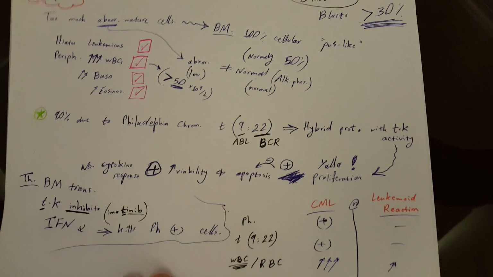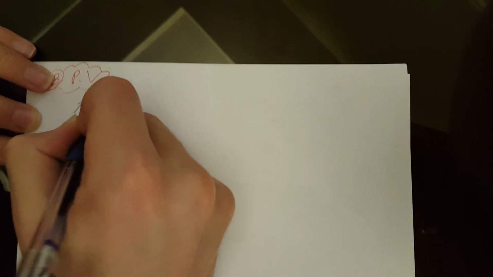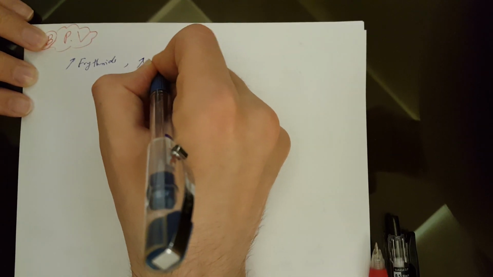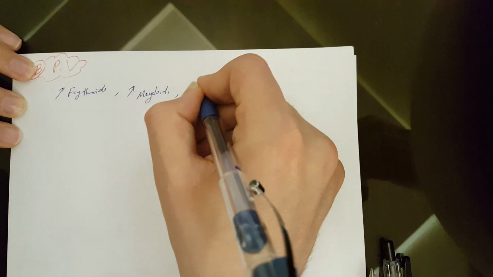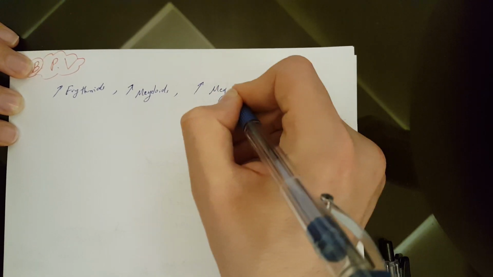Okay, now let us move on to the next one, PV. Now this is number B. Polycythemia vera. Polycythemia vera, as we said, is a bit misleading name, because we have an increase in the erythroids, an increase in the myeloid, and an increase in the MEGs, the megakaryocytes.